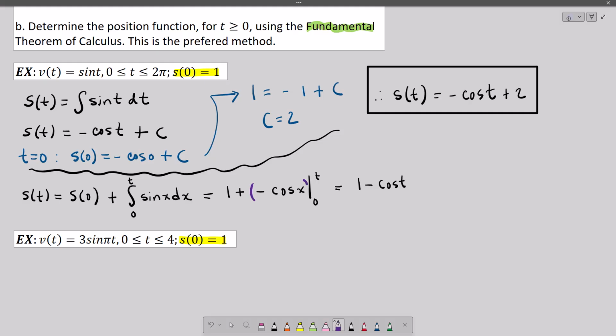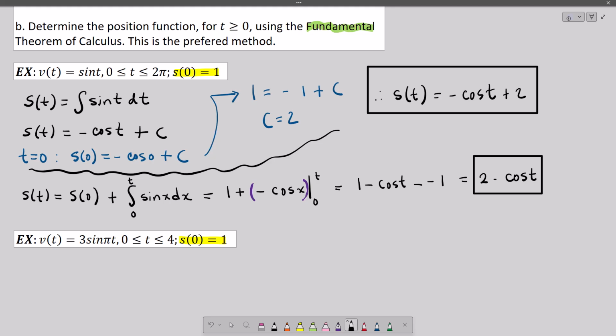I'll put it in purple. So we're plugging t in there. We get negative cosine of t. And then we subtract off what's inside the purple parentheses evaluated at 0. So we subtract off. We plug in 0. Cosine of 0 is 1. So we're subtracting off negative 1. So then we end up with 2 minus cosine of t.